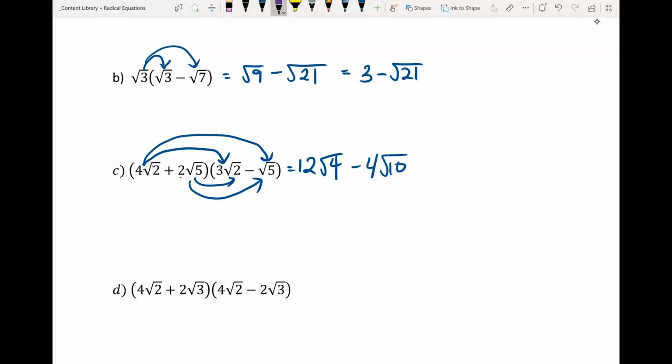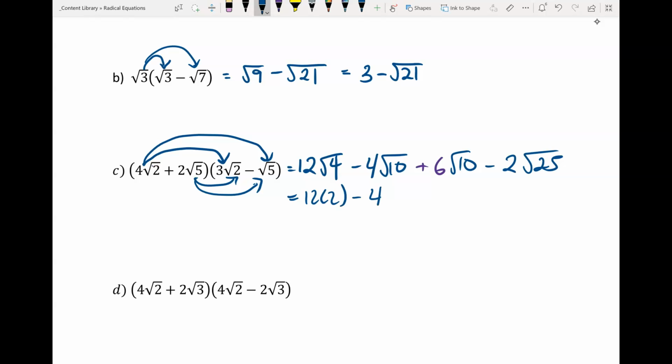Our next set, we have 2 times 3 for coefficients, that's 6. And then root 5 times root 2 is root 10. Then our last pair we're going to multiply. We have 2 times negative 1, which is negative 2, and then root 5 times root 5, which is root 25. Now we can go ahead and simplify. So root of 4 is 2.